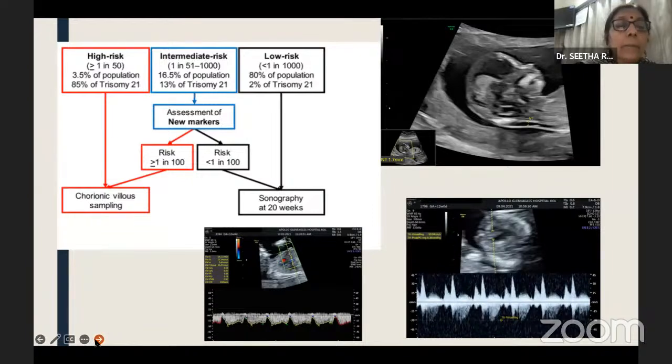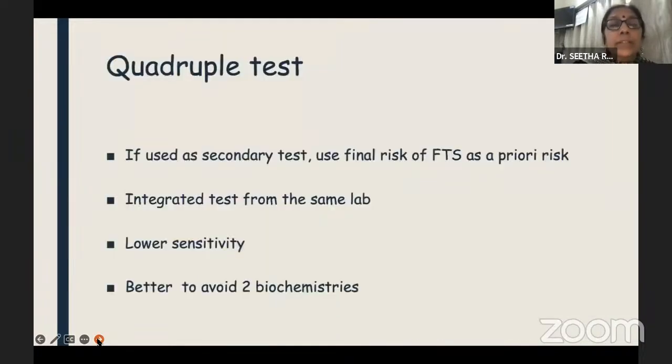these markers. But if you have a high risk, ideally you should be offering them invasive testing. But this is what the Fetal Medicine Foundation follows: they use other markers and then divide it further into intermediate risk or high risk, depending on what they find, and then decide whether they need invasive testing or just routine screening.